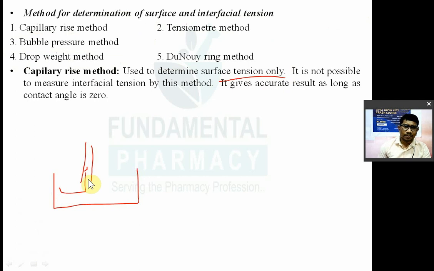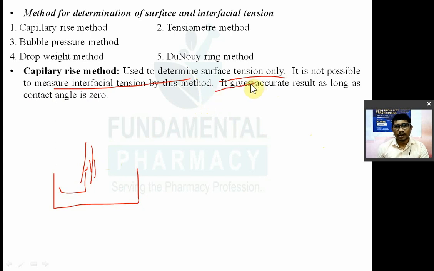So here इसका इतना height है, the height, and then the density of liquid, तो इसके ऊपर एक derivation मिलता है. The derivation tomorrow we'll see. That is a capillary rise method. So it is used to measure the surface tension only, and it is not possible to measure the interfacial tension by using the capillary rise method. ये जो capillary rise method होता है वो सिर्फ surface tension मेजर करने के लिए है, interfacial tension के लिए नहीं है. It gives accurate results as long as the contact angle is zero.